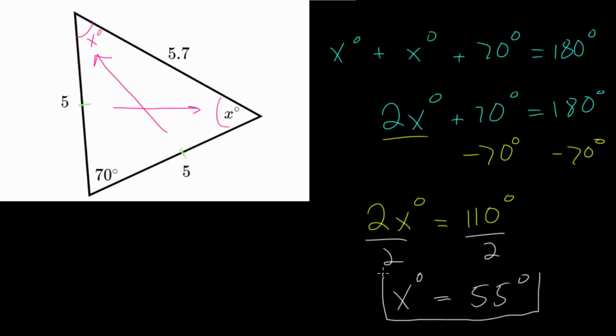So our missing angle here will be 55 degrees, which means this angle here will also be 55. And we know this makes sense because 55 plus 55 plus 70 is 180.